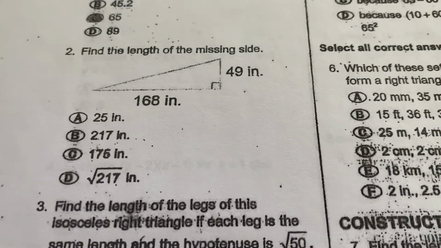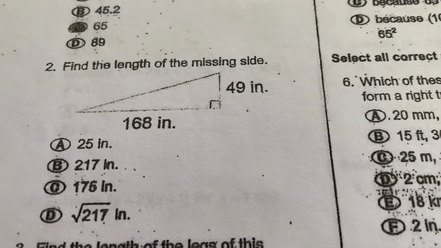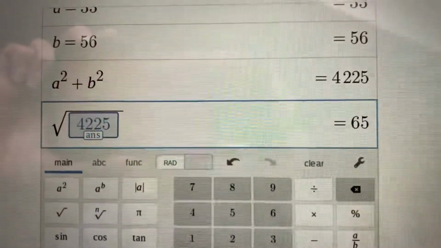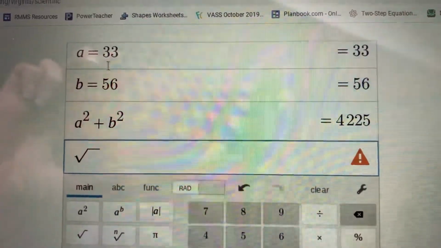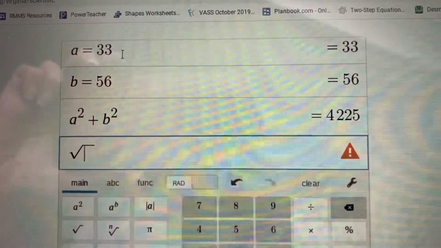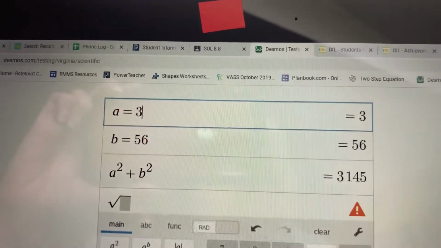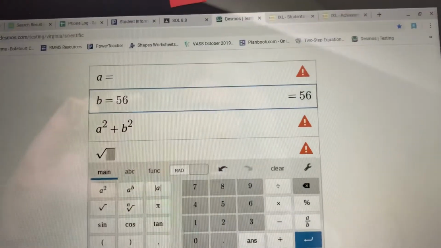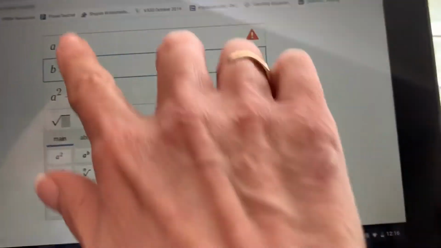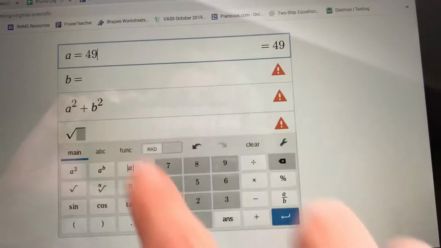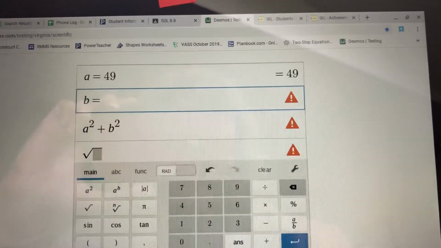All right, number two, find the length of the missing side. Again, we're finding the hypotenuse. So we can just go back up to what we had on the calculator. I'm going to take that out. I'm going to come up here to take out A and B. So let's click on A, get rid of that. Let's click on B, get rid of that. Now on number two, A is 49, and B is 168.